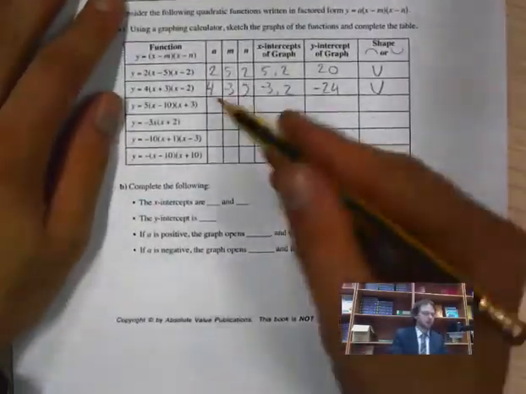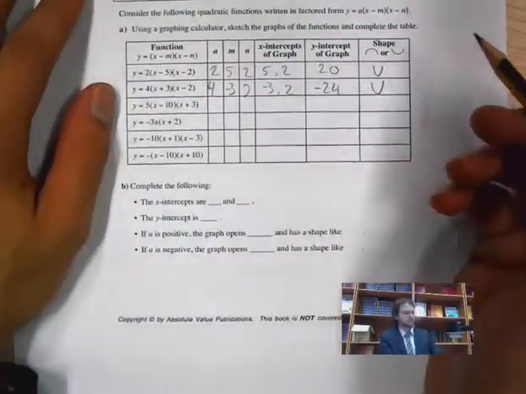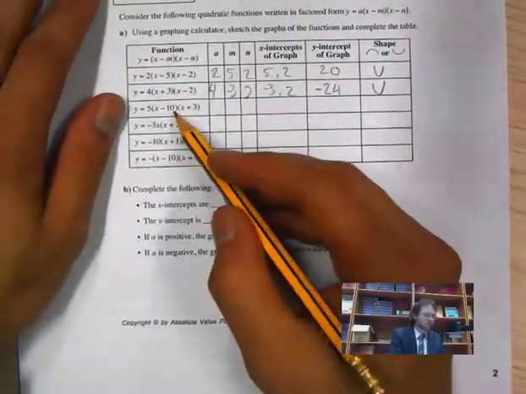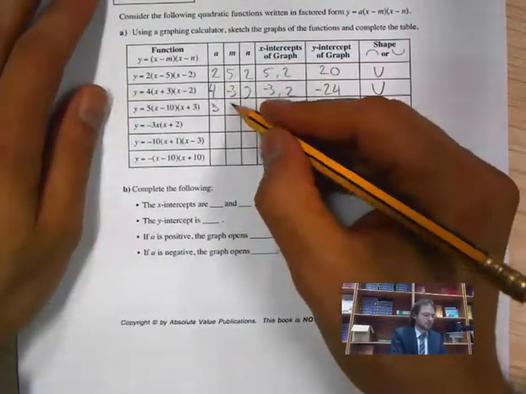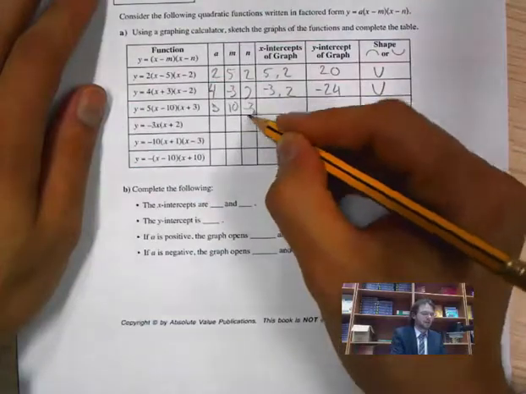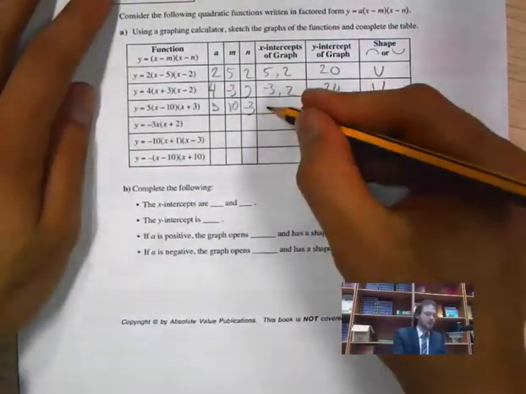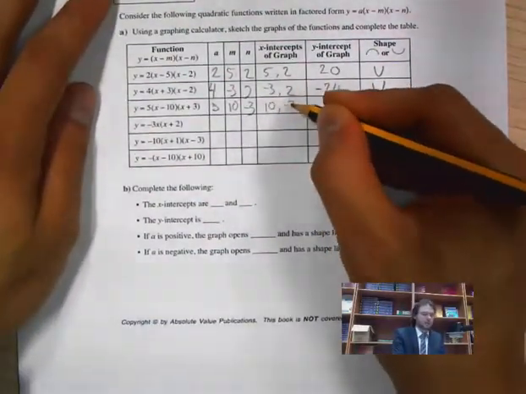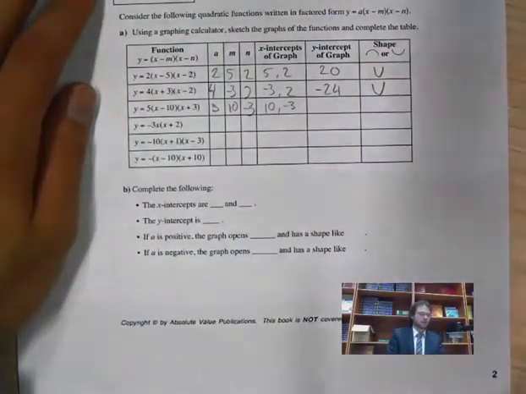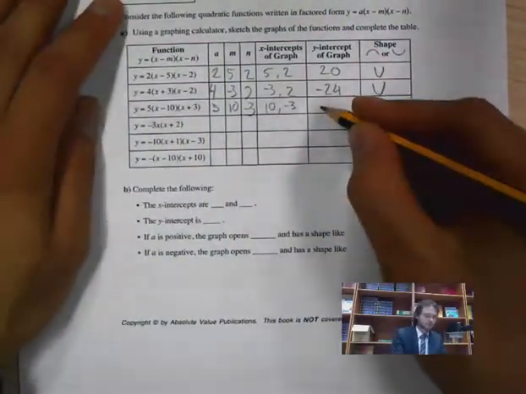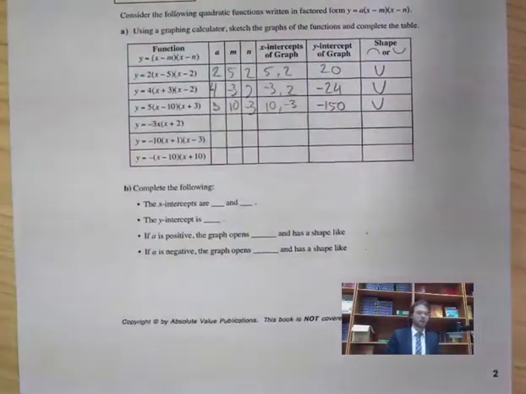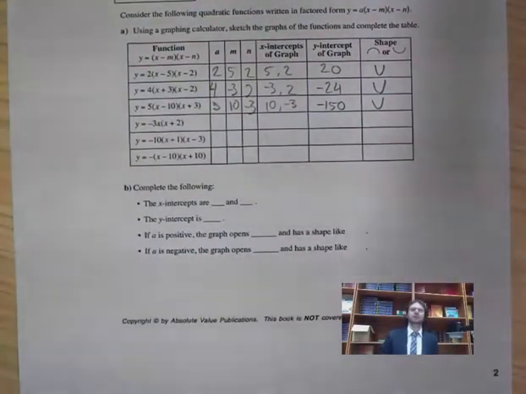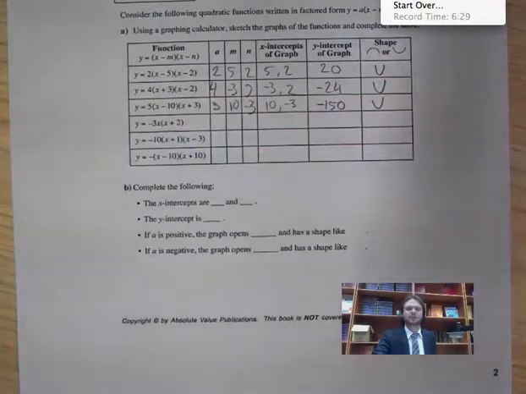Okay, let's try the next one here. So we want to know this one. So I'm going to have 5, and I'm going to have 10 and negative 3. So my x-intercepts are 10 and negative 3. And this is going to be negative 150, my y-intercept. And once again, it is opening up. So that's interesting.